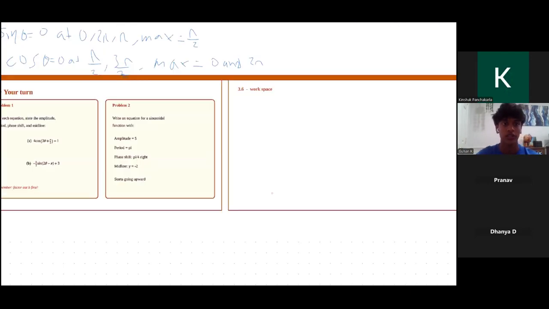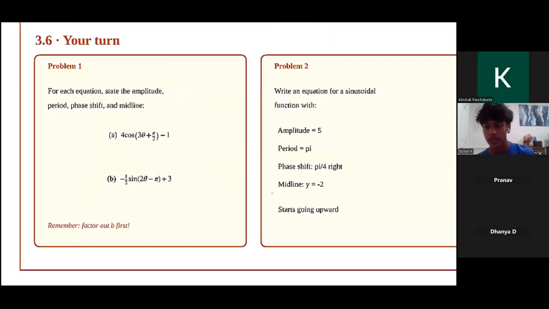Now, last 2 problems of the day for you guys. For each equation, state the amplitude, period, phase shift, and midline. And then write an equation for a sinusoidal function with amplitude 5, period pi, phase shift pi over 4 right, and midline y equals -2. So for this, just utilize your A, B, C, D values. Remember to factor out the B value first. Theta should be alone. And with that, you can quickly find the answer to the first question. And the second question, you can write the function pretty quickly as well. So I'll give you guys like 3 to 4 minutes to do this, and I'll explain it right after.